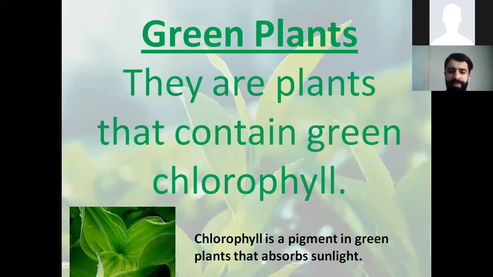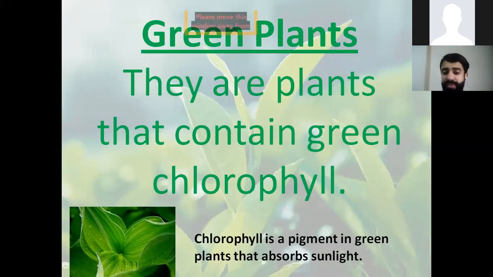So what are the green plants? The definition of the green plants is they are plants that contain a green chlorophyll. What is the chlorophyll? Chlorophyll is a pigment that's found inside the green plants. It will give the green color for the leaves.